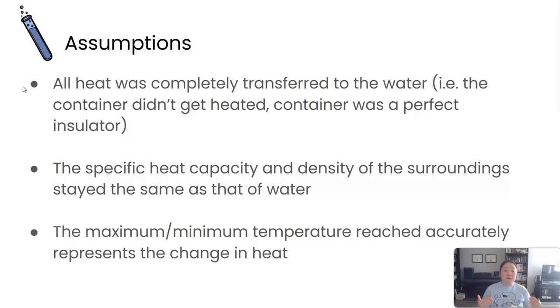The second one is that the specific heat capacity and density of the surroundings, so that water, stayed the same as water. Technically, the density and specific heat capacity would change a bit because now you have a solution instead of actual water, but the change is so small that once you get significant digits involved, it's not really going to change your answer anyways. So the assumption is usually made that those things don't change. And the last bit is that what you're measuring in terms of the temperature change of the water does accurately represent the change in heat.